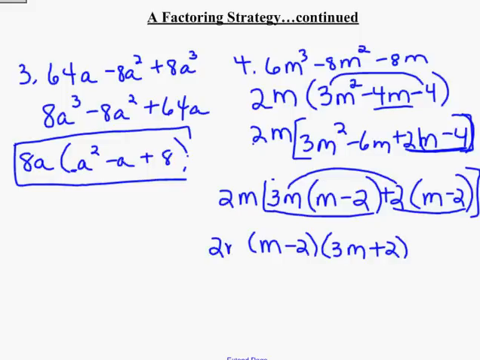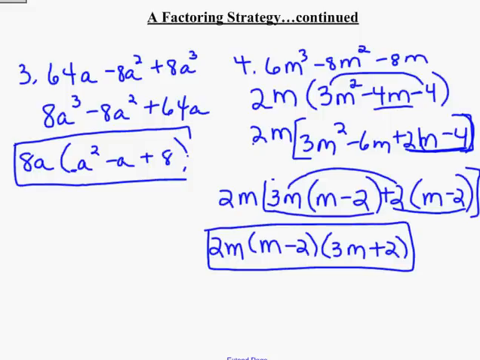Again, bring down your original 2m, and I have 2m times the quantity m minus 2 times the quantity 3m plus 2. I look in each of my parentheses, m minus 2, not a difference of two perfect squares, doesn't have a common factor, so that one's fully factored. 3m plus 2, again, doesn't have a GCF in there and does appear to be fully factored. So it appears that I am done with that problem, and I of course can multiply it back to see if I get my original problem. So here is my final answer.